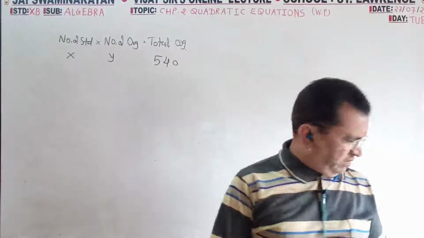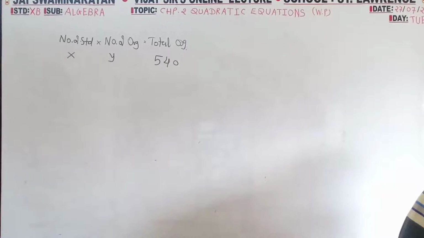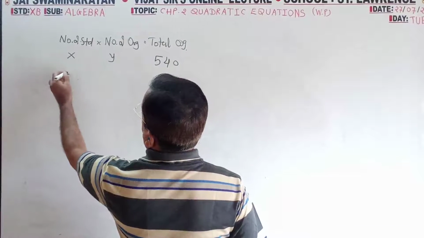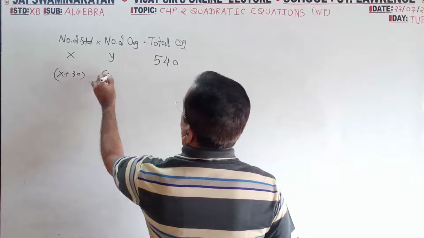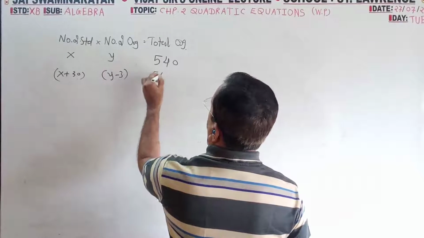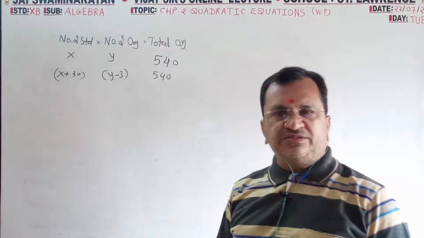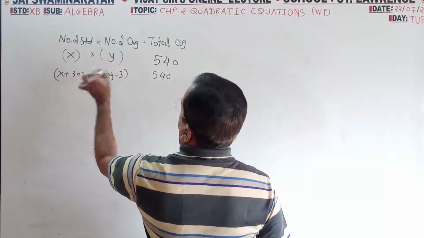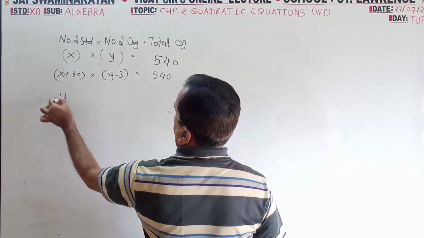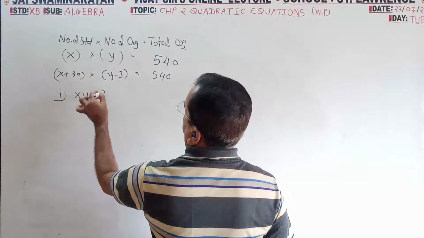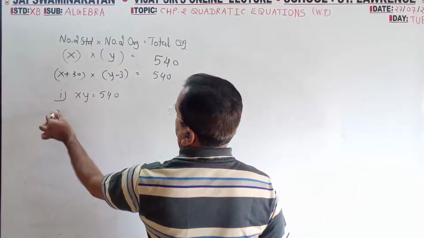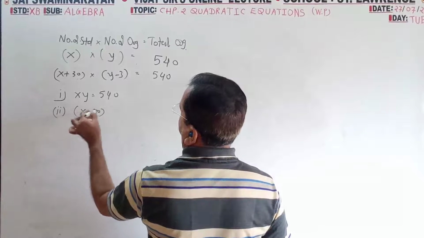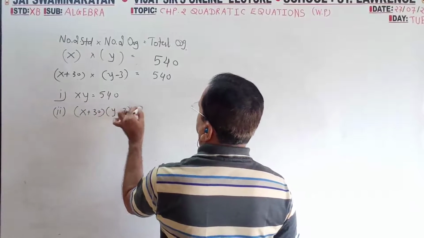Now the number of oranges will be the same, but if 30 students increase, then 3 oranges will decrease. Still it will be this. So first bracket into second bracket is equal to this. So condition number 1: xy is equal to 540. Condition number 2: (x plus 30) into (y minus 3) is equal to 540.